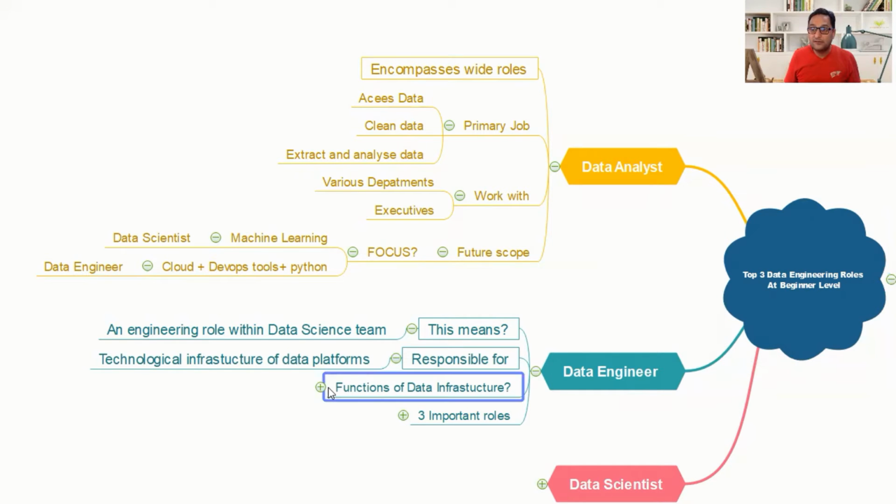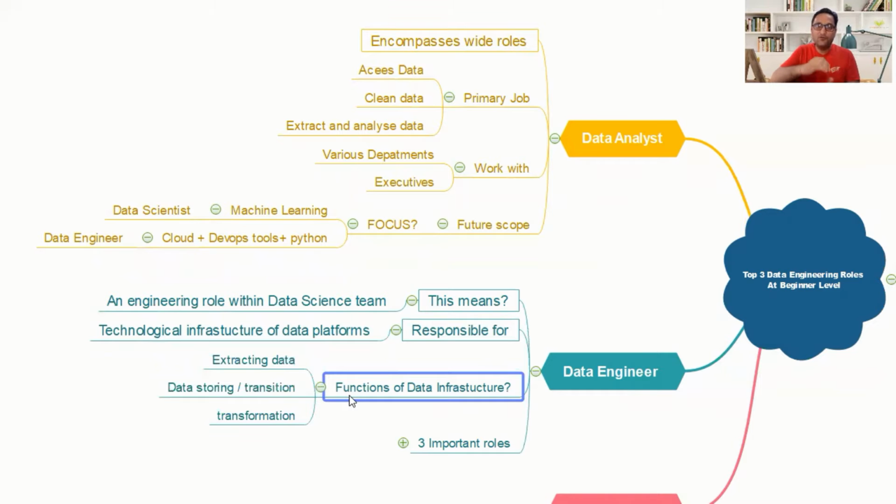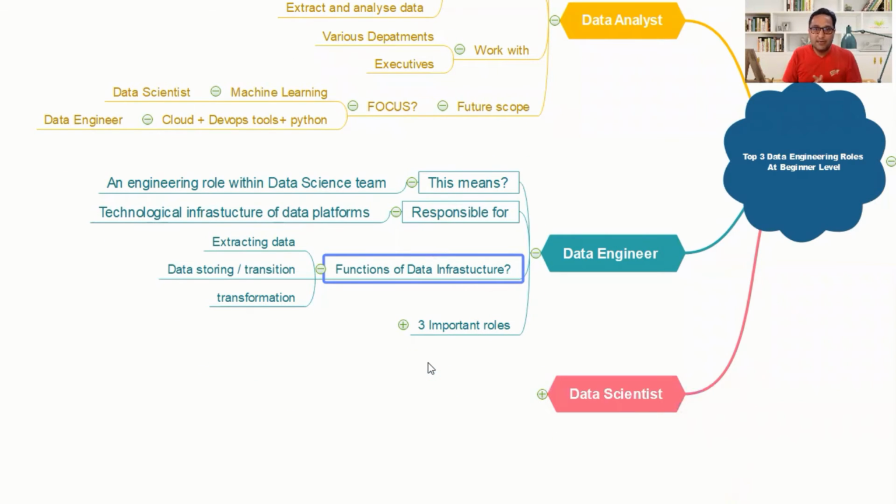Now next is functions of data infrastructure. If you have set up infrastructure as a data engineer, what are the functions of that data infrastructure? That is extracting data, right? So extracting data for further analysis, storing that data, transition of that data from one form to another form, to make it more understandable, right? And transformation of it. Sometimes one piece of data or one set of data needs to be transformed into some other form, right? So all this work is carried out in this data engineer role, right? And these are the functions of the data infrastructure which you are setting up for this overall data engineering.